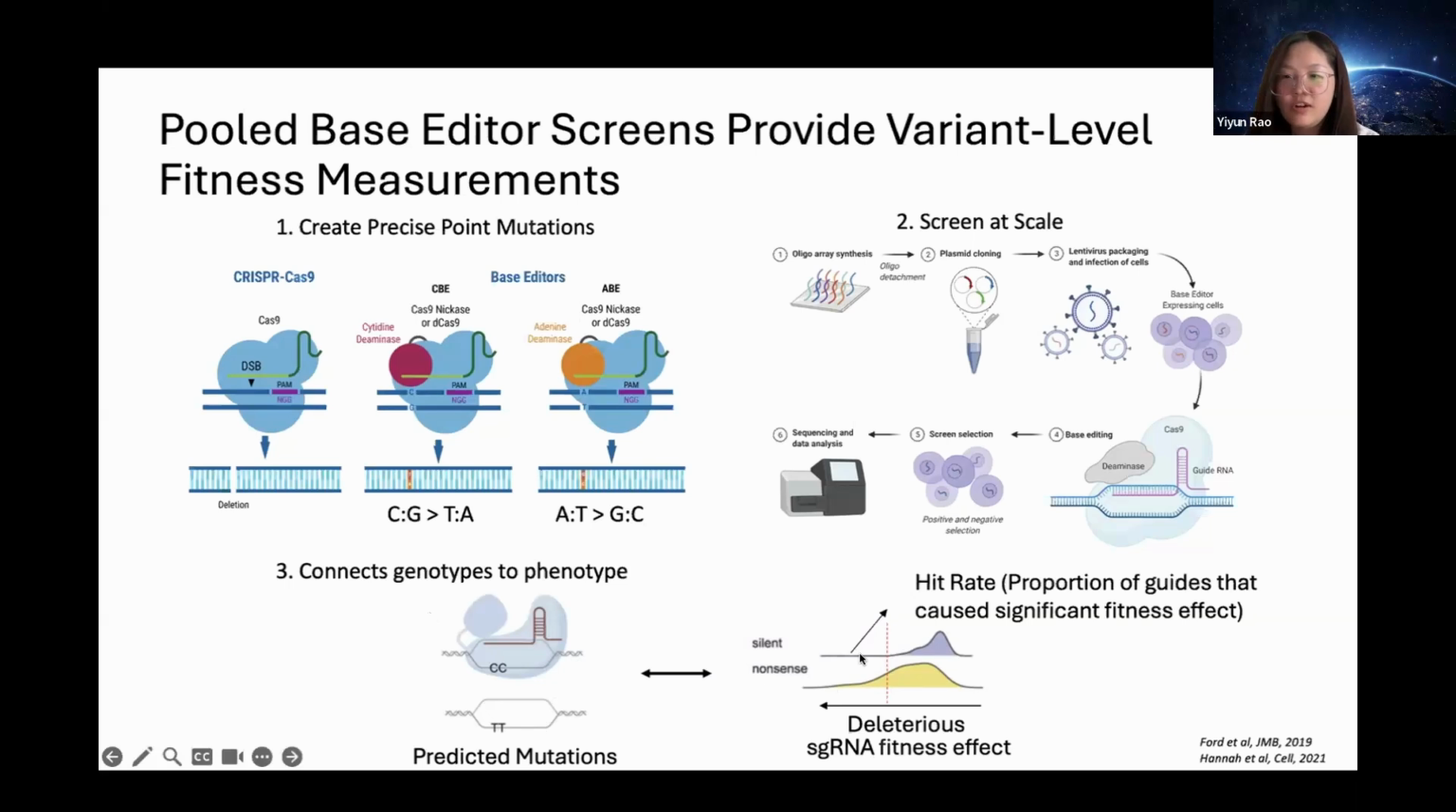Those sgRNAs that have significant fitness effects are called hits, and the proportion of hits across the group of sgRNAs is called the hit rate.